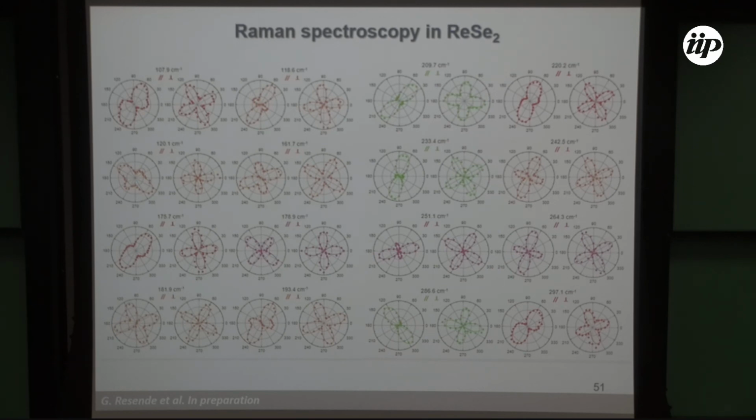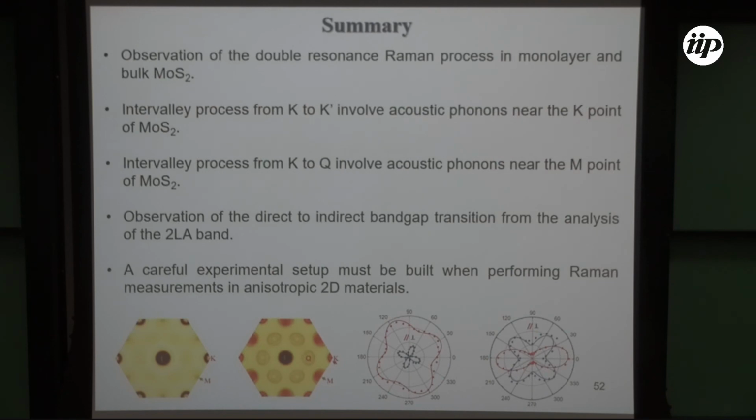All right, so it was about 45 minutes, what was expected. So the summary was that we explained the double resonance process in monolayer and bulk MoS2. We saw that the contribution of that broadband was coming from the K and K prime phonons near the K point, so an intervalley process between the K and K prime points, and also another process involving the K and Q phonon, which is actually coming from the M point.